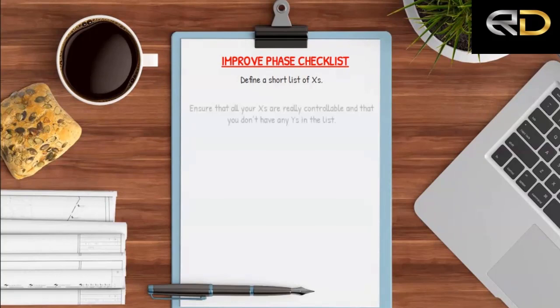After that short list of axes, you ensure that all your axes are really controllable, and you don't have any processes within that source of variation, because you have to look at factors that are affecting the process, not the processes. So in the case study, we saw it was missing information, and we listed down what exactly is responsible for missing information.